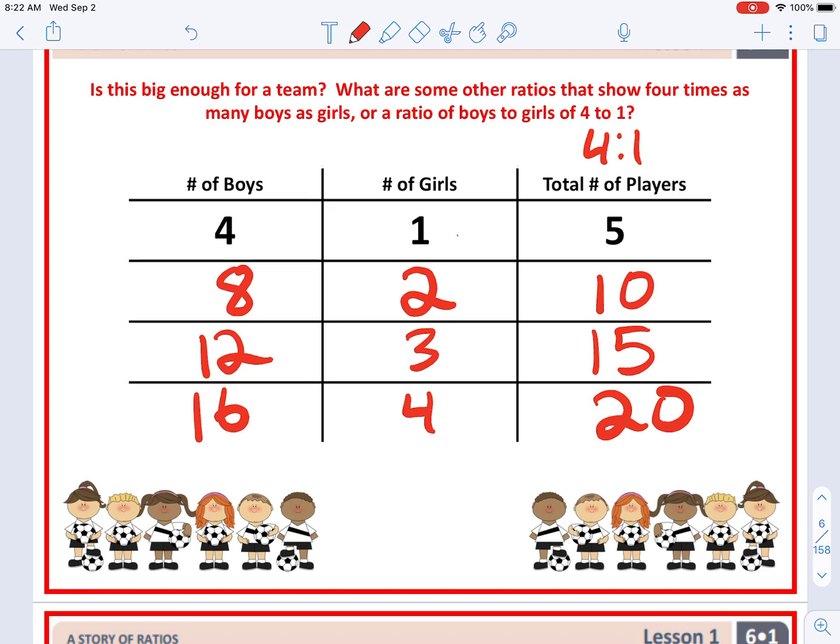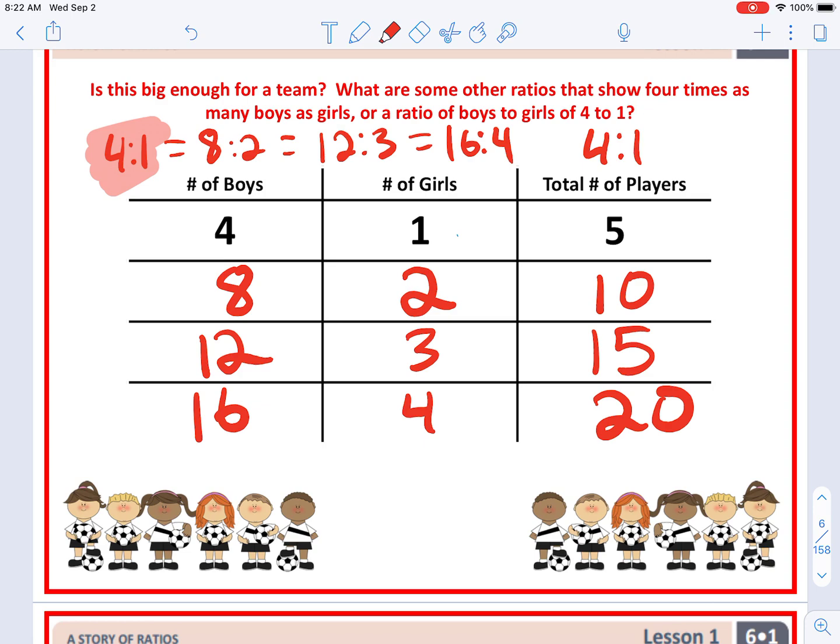Okay? So all of these are equivalent because this is all telling us for every 4 boys, there's 1 girl. So the ratio 4 to 1 has the same value as 8 to 2, 12 to 3, and 16 to 4. Okay? Because they all describe for every 4 boys, there is 1 girl.